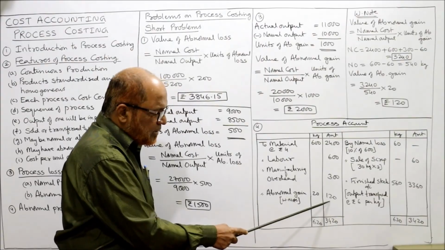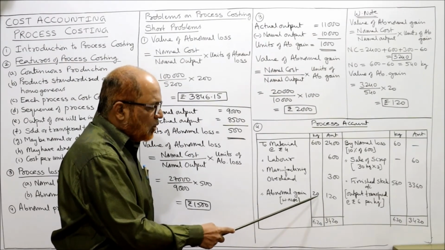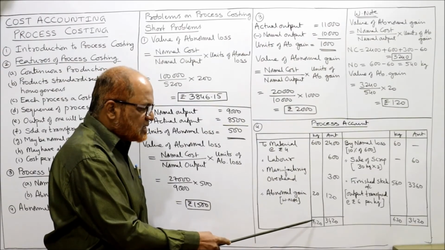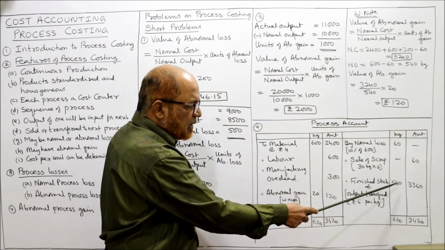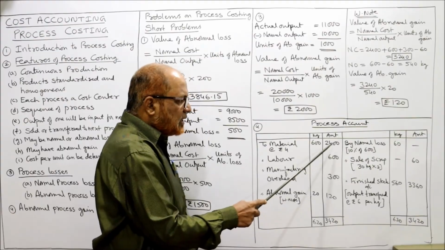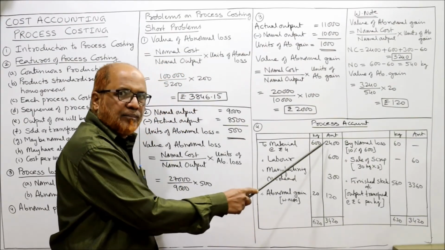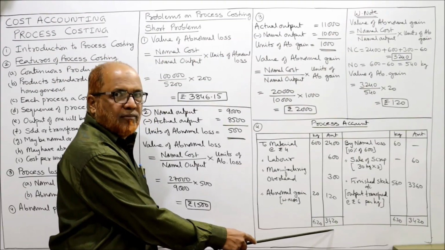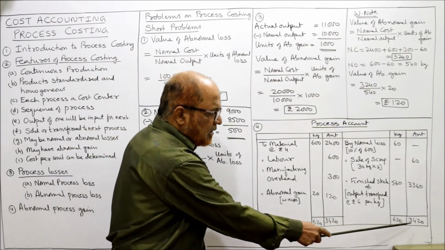Now take 120 rupees here. So 20 kilogram 120 rupees. Now take the total. 600 plus 20, 620. Here also 60 plus 560, 620. Now take the total of the debit side. Debit side का पूरा total कर देंगे तो 3420. We are getting 3420.